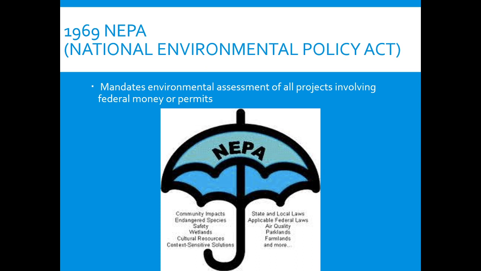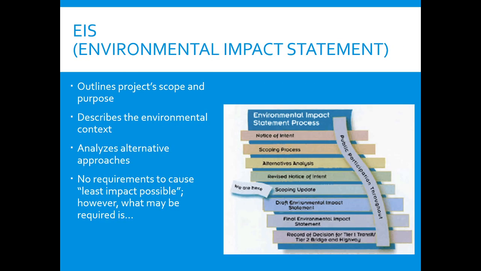Now, in 1969, the National Environmental Policy Act was put in place. It created the EPA, and it mandated the environmental assessment of all projects that involved federal money or permits. So if you wanted to create a project that had federal money or required a federal permit, you had to have an environmental assessment. One of those that exists is the environmental impact statement, where you look at the scope and the purpose of a project.